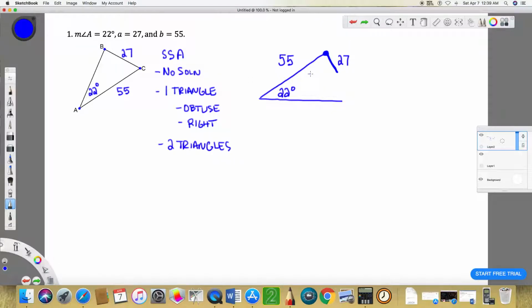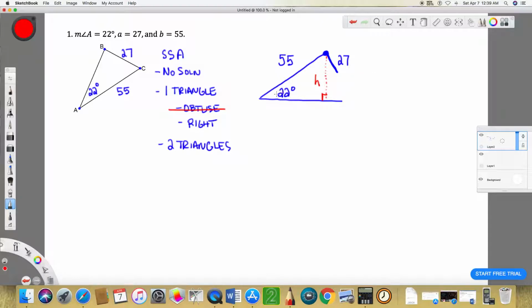So the first situation that I have here, 27 would have to be longer than 55 to have the obtuse triangle. So I know that I'm not going to have this situation. Well, I need to see if that 27 fits in there just perfect to come down and touch this side and form a right triangle. So I need to find the height of this vertex right here.